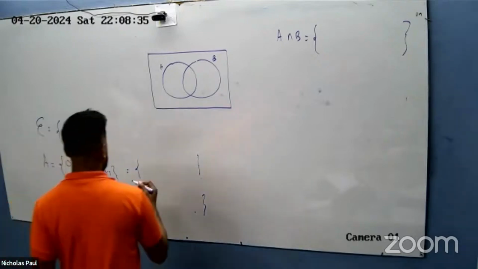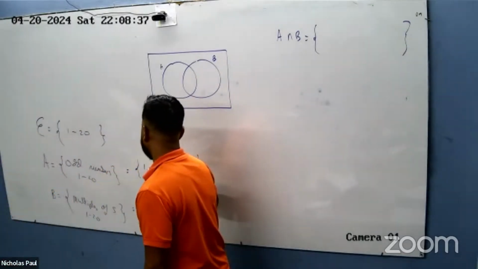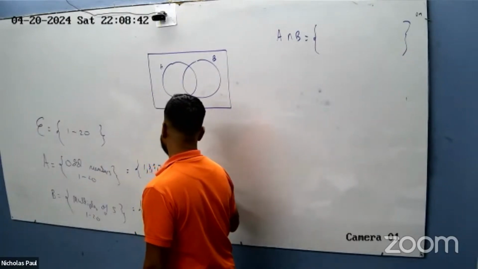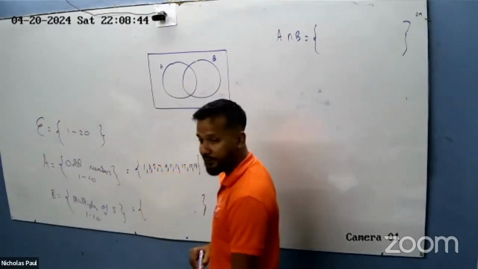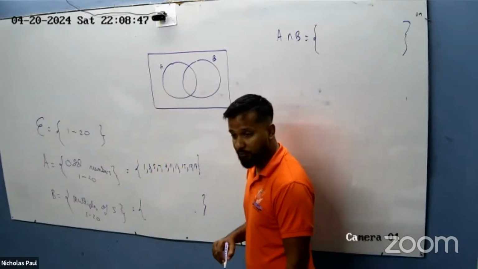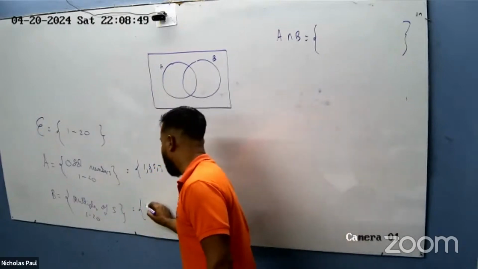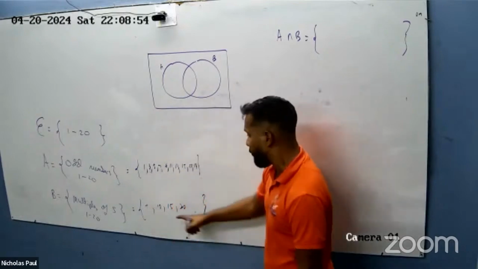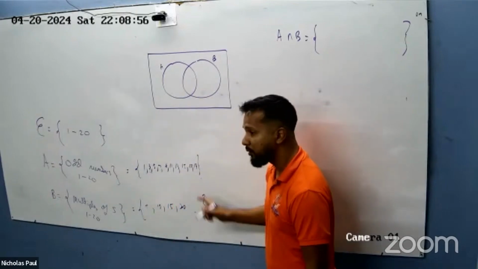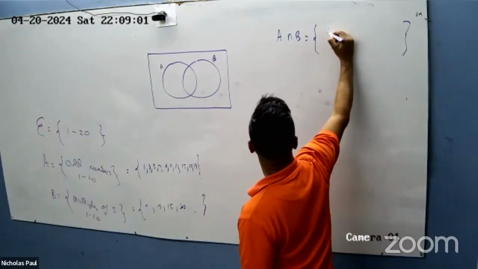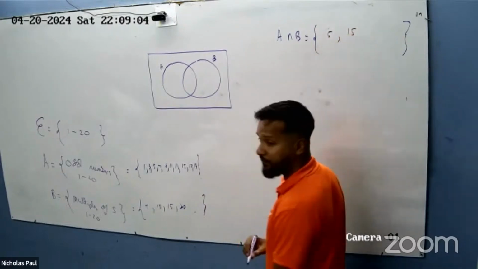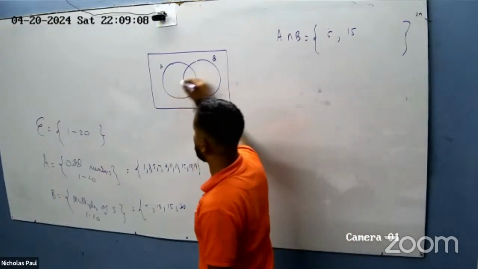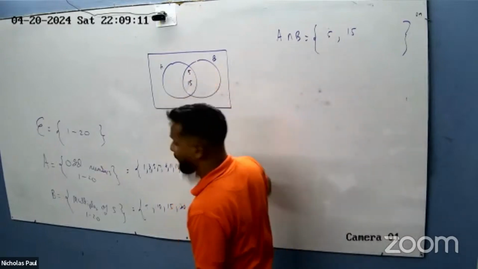So odd numbers here is what? 1, 3, 5, 7, 9, 11, 13, 15, 17, 19. That's okay? Multiples of 5: 5, 10, 15, 20. Do they have any in common? Yep, they have 5 in common and they have 15. So where will 5 and 15 go? In the intersection, 5, 15.